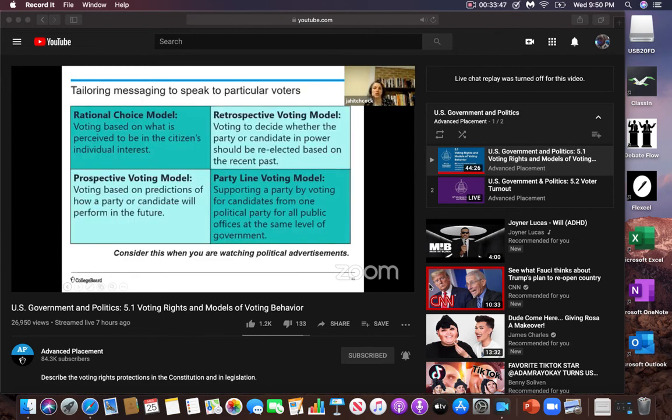And so now we're going to turn to our final component that we need to hit for this unit topic, and that is, how do we tailor messaging? So there's 4 basic outlines here. We have rational choice. Rational choice is voting based on what is perceived to be in the citizen's individual interest. I know what's best for me, and I'm going to think about my bottom line.